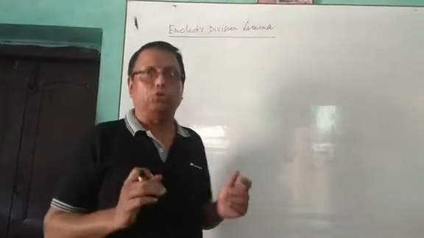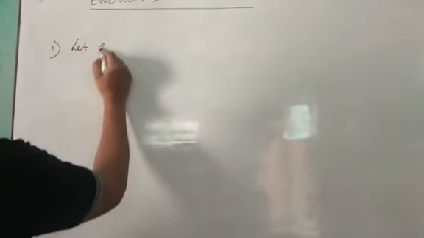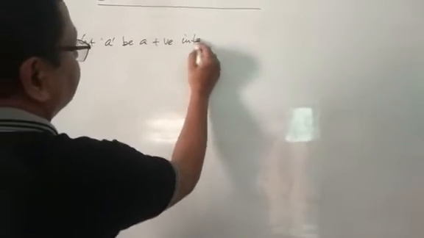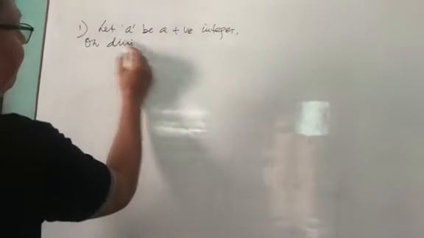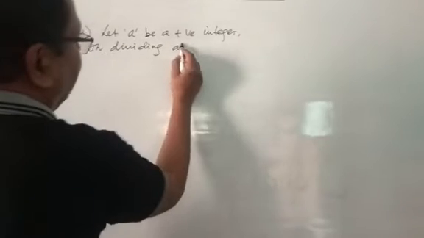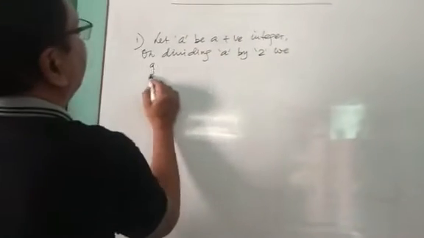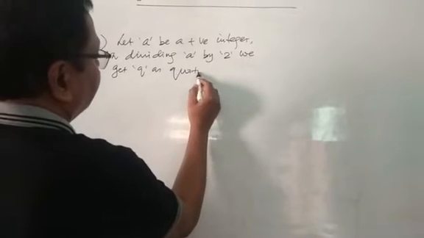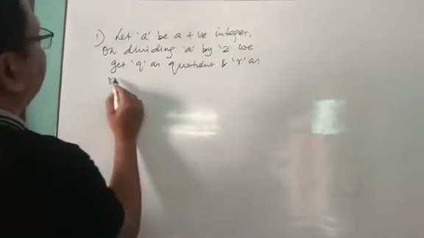It has got a set rule. How will we solve it? Let's pay attention to the board. Let a be a positive integer. On dividing a by 2, we get q as quotient and r as remainder.